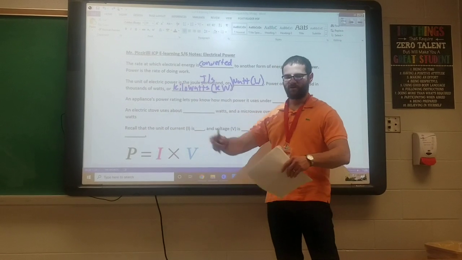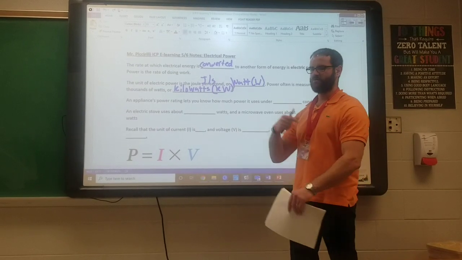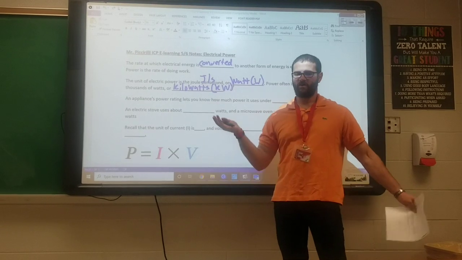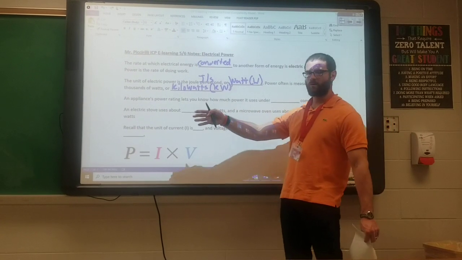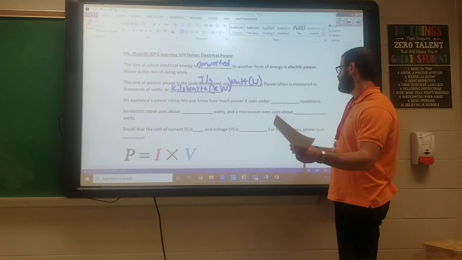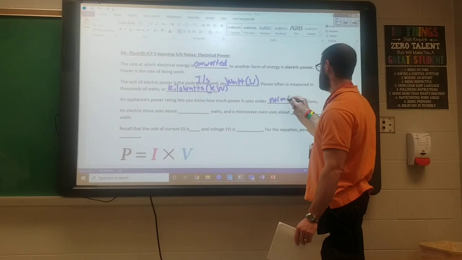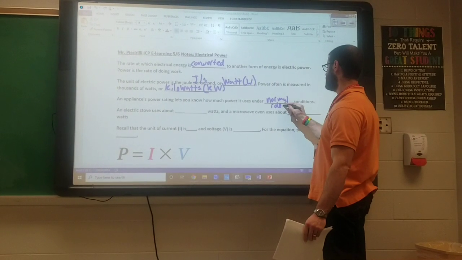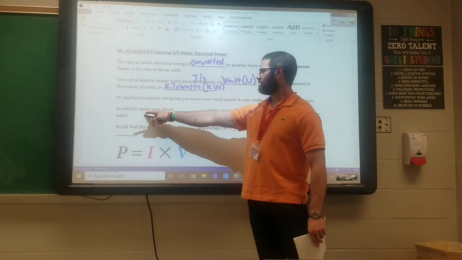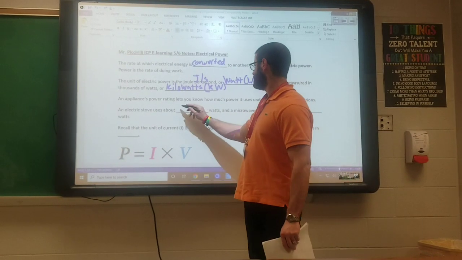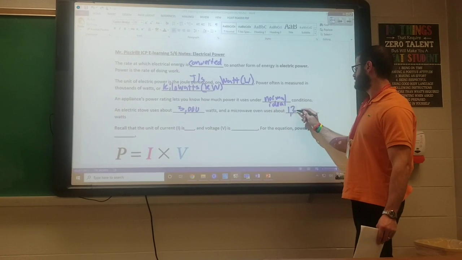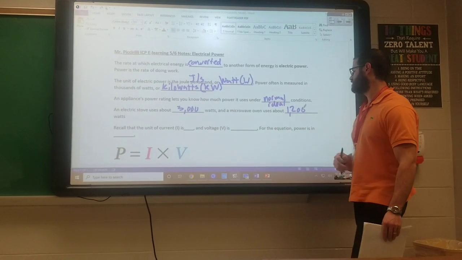A lot of the electrical appliances that you use around your house, stoves, blenders, washers, dryers, refrigerators, all have a power rating. It lets you know how much power that particular appliance uses under normal or ideal conditions. So an electric stove, just for reference, uses about 3,000 watts of power. A microwave oven uses about 1,200 watts.